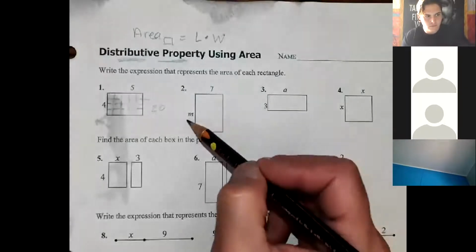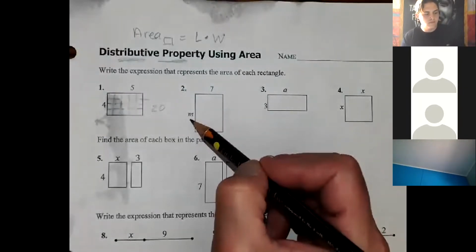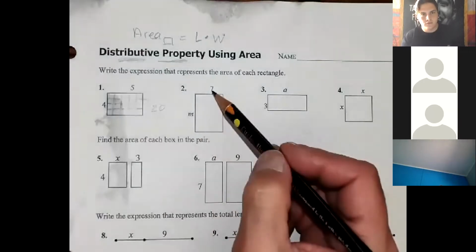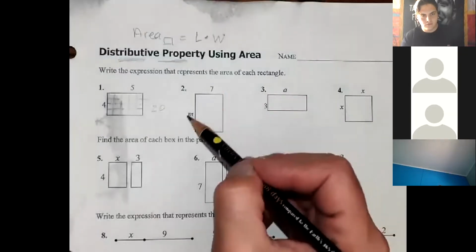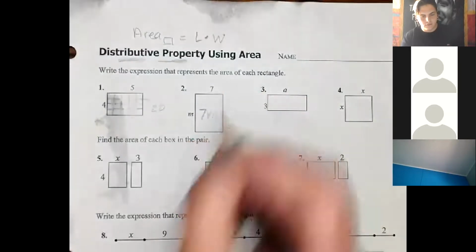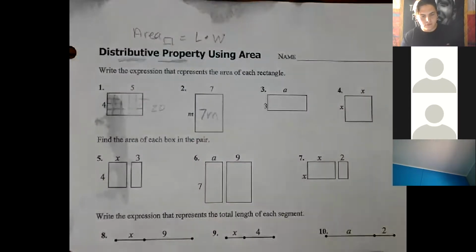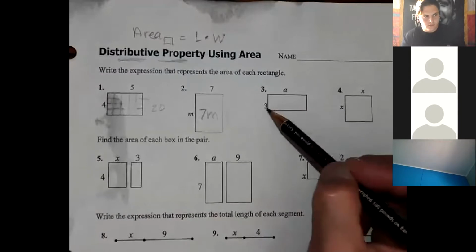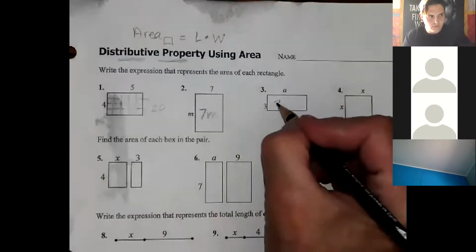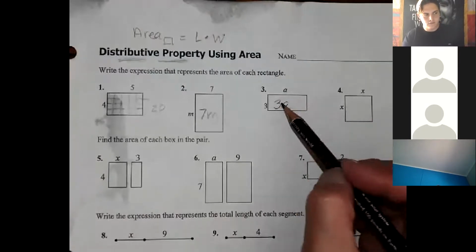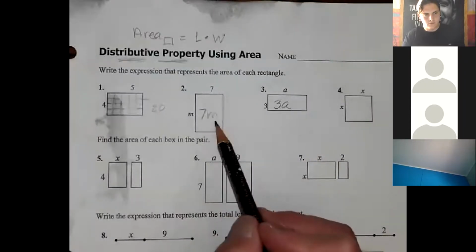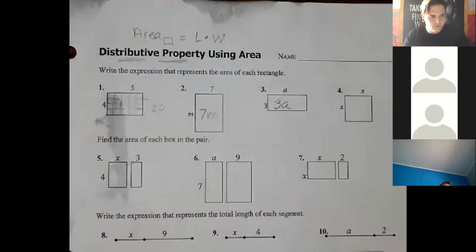This rectangle doesn't give us a number for M. It's some kind of variable, but we can still express the area of it by writing 7 times M, just like that. This one is going to be 3 times A. And notice both times I wrote the number before the variable. That's the standard way of doing it. Most mathematicians write the number first and then the variable.